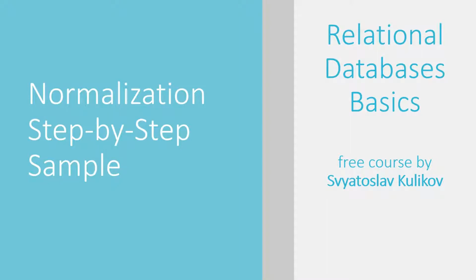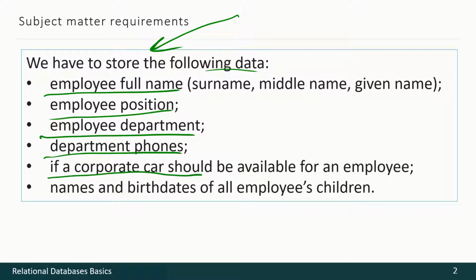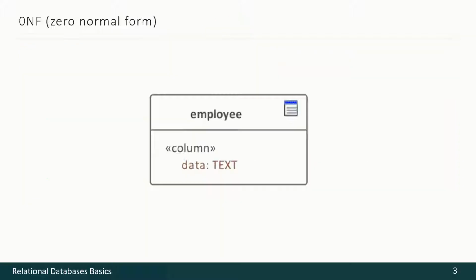In this video we shall review normalization step-by-step sample. Imagine we have to store the following data: employee full name, employee position, employee department, department phones, if a corporate car should be available for an employee, names and birth dates of all employees' children. We shall start from the zero normal form.